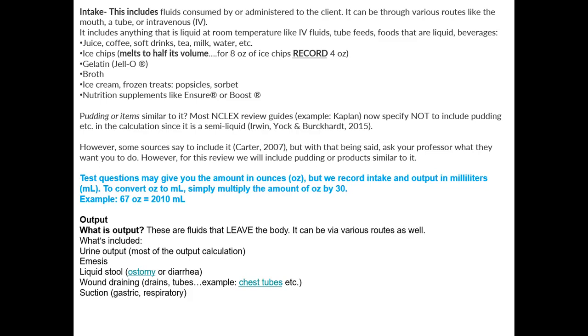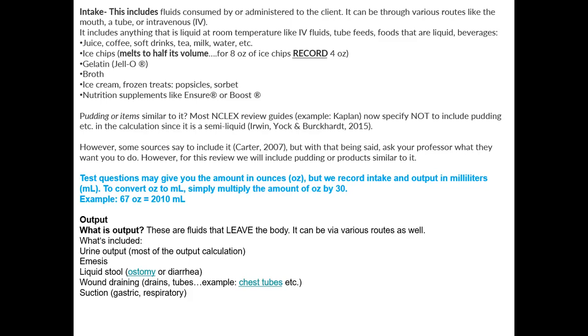Output is any fluid that leaves the body, and it can leave through different routes. Mostly what's included is urine output, emesis, liquid stool, ostomy, or diarrhea, wounds that drain through a drain tube or chest tube, and any suctioning. And then you also have to consider other output like sweat. It's called insensible losses.